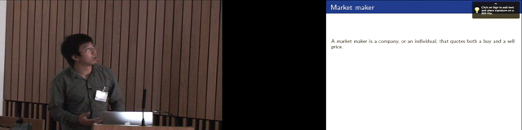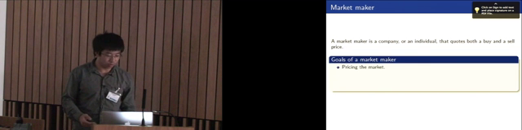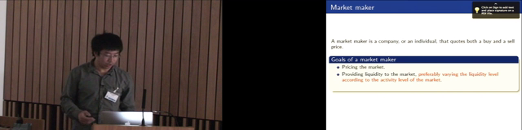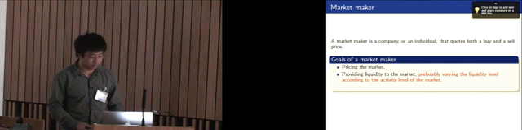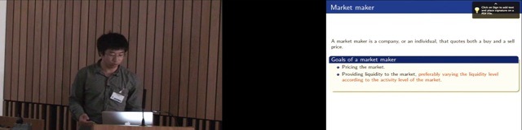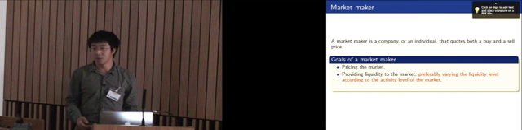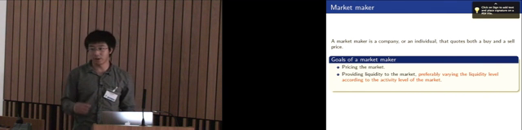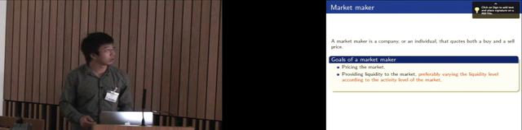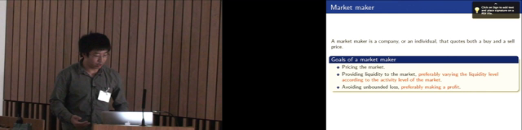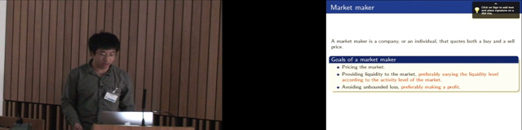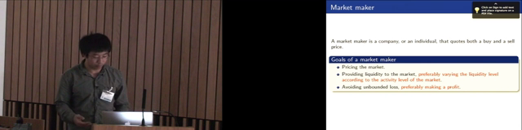So we need to know what the goals for market makers are. The first goal is pricing the market, as by the definition. And the market maker needs to provide liquidity to the market, and preferably vary the liquidity level according to the activity level of the market. So I remember Ralph said that he would prefer the market liquidity to increase over time so that the market can converge. So this is also some of our consideration. And because the market maker takes some risk, he always wants to avoid unbounded loss, and preferably we want the market maker to make a profit.